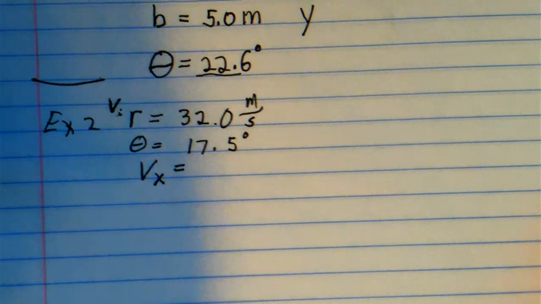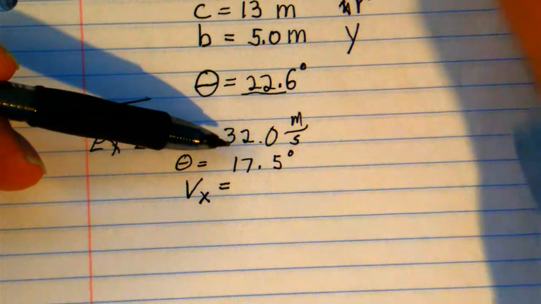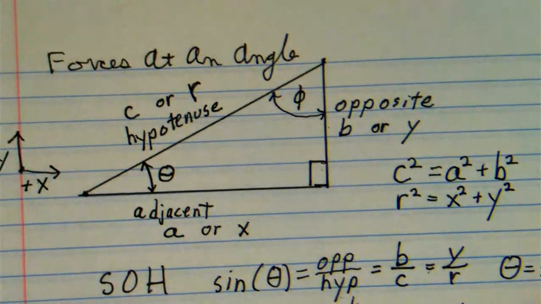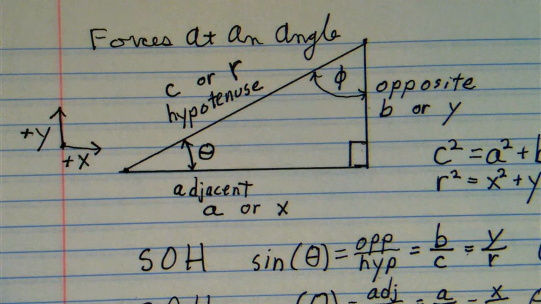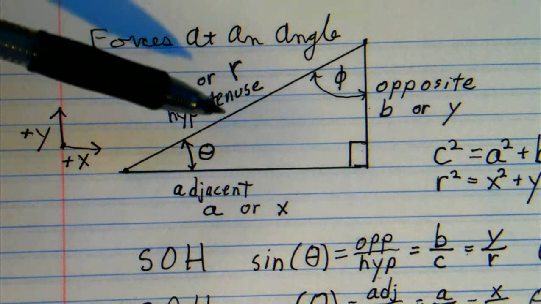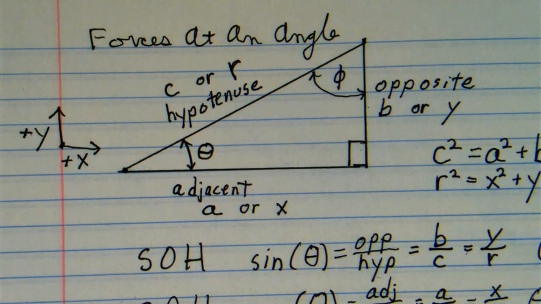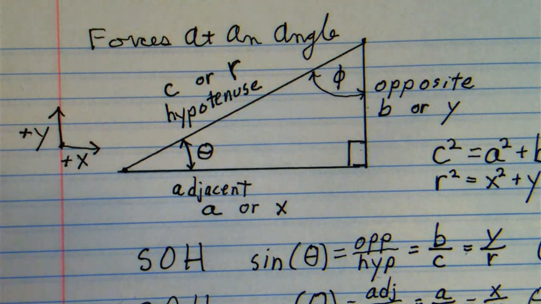Let me caution you, students. This is the hypotenuse. And the hypotenuse is always, always, always, without exception, the longest of the three sides of a triangle. So if 32.0 meters per second is the longest leg of the right triangle, should you happen to get an answer that is greater than 32, you should say to yourself, uh-oh, I have done a math mistake.